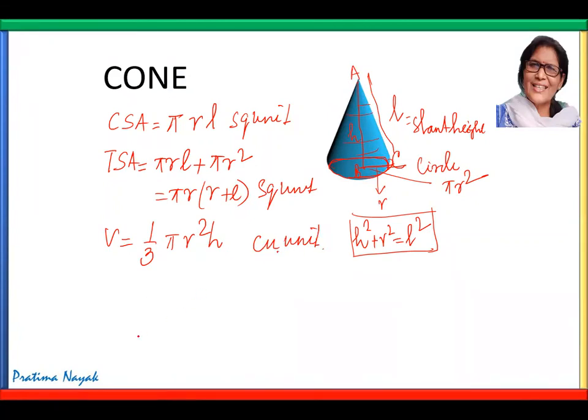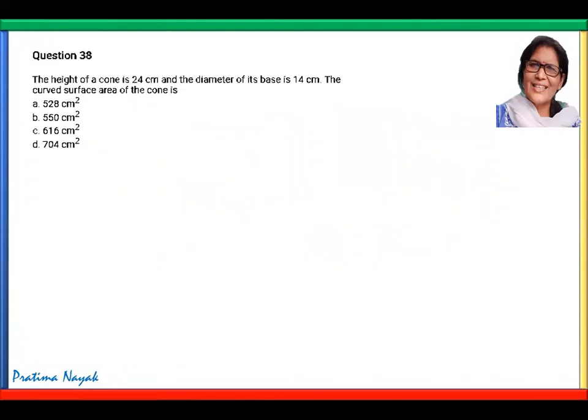So let us go for the questions now. First question: the height of a cone is 24 centimeter. Diameter of the base is 14 centimeter. The curved surface area of the cone is, options are 528, 550, 616, 704. So h is equal to 24 and diameter is twice the radius. So twice r is 14, which gives r is equal to 7 centimeter.